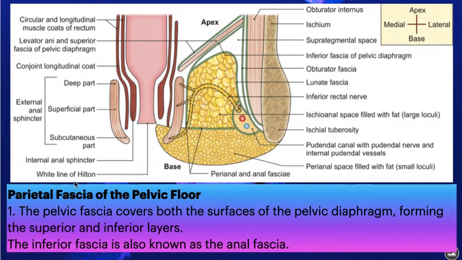Now coming to the parietal fascia over the pelvic floor. Now, the pelvic fascia covers both the surfaces of the pelvic diaphragm. As you can see, this is the pelvic diaphragm, forming the superior and the inferior layers. The inferior fascia is known as the anal fascia.